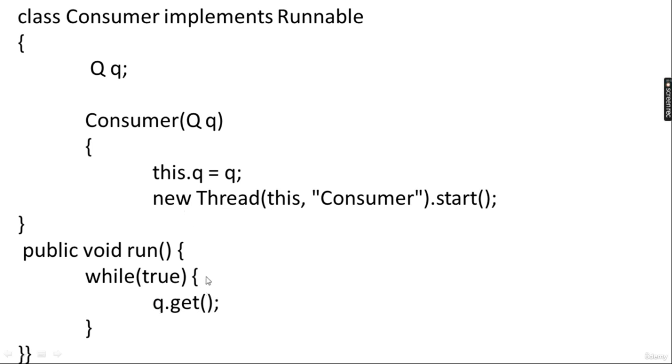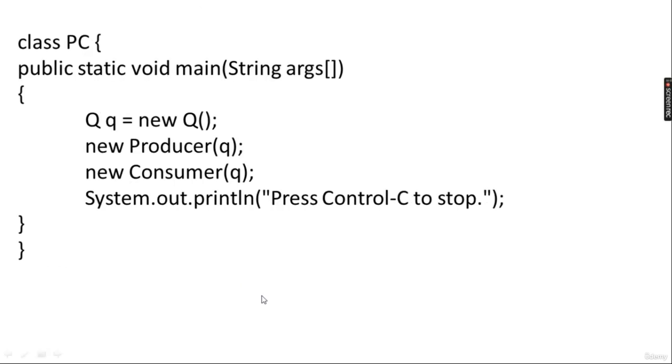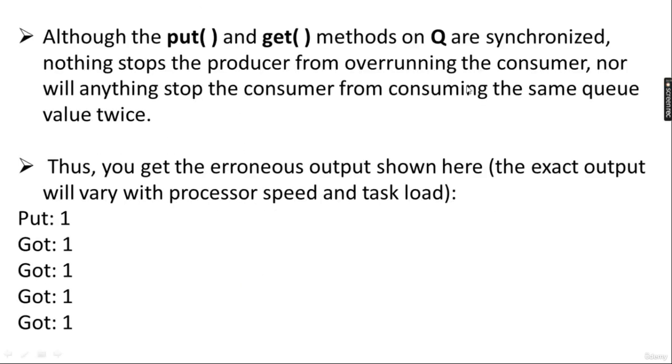So it is not the expected result that we are going to produce. Those are synchronized, but we are passing one same queue object. For that purpose, nothing will stop the consumer from consuming the same queue value twice. Thus you get the erroneous output shown here. The exact output will vary with processor speed and task load. So depending upon your processor speed and task, the output will be different.